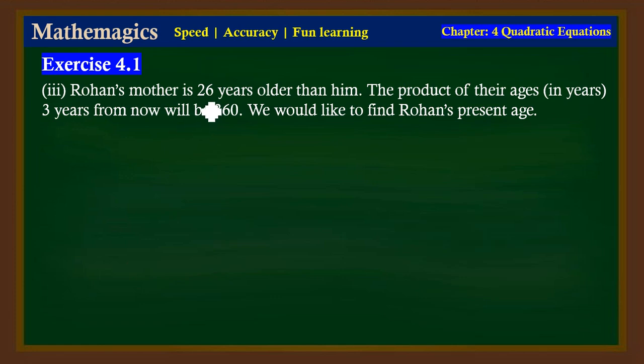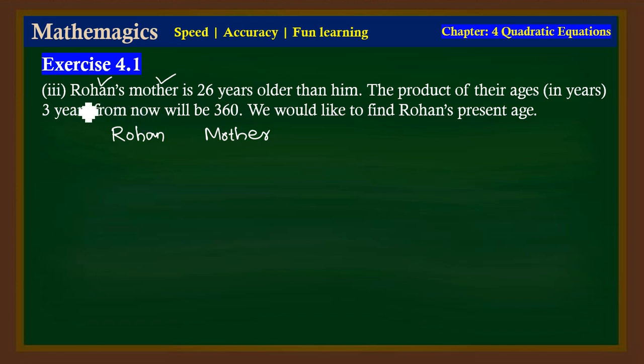Rohan's mother is 26 years older than him. The product of their ages 3 years from now will be 360. We would like to find Rohan's present age. Okay, so there are two different characters. First one is Rohan and second one is Rohan's mother. So let us consider the first one is Rohan and the second one is mother. Dear friends, here you have to write it like that: let us take Rohan as this one and the mother as this one.